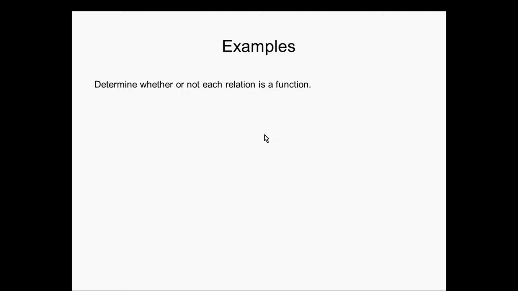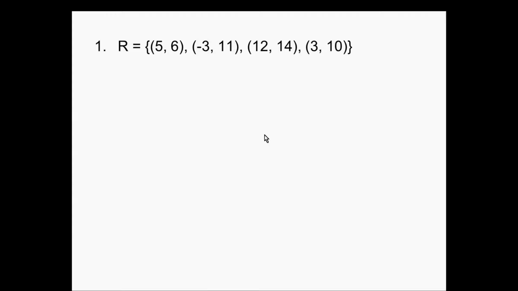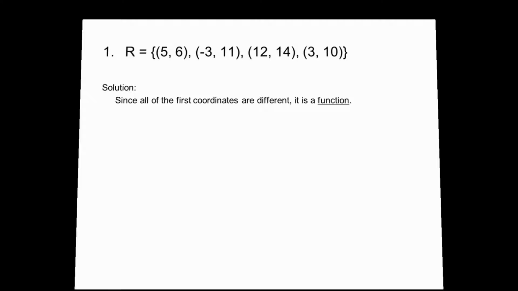So determine whether or not each relation is a function. Here's our first one. R consists of the ordered pairs 5, 6, negative 3, 11, 12, 14, and 3, 10. Now, it is a relation. If you were to graph it, it's 4 dots. Remember, for ordered pairs, all of the first coordinates must be different. And they are. So that is a function. So since all the first coordinates are different, it is, in fact, a function.